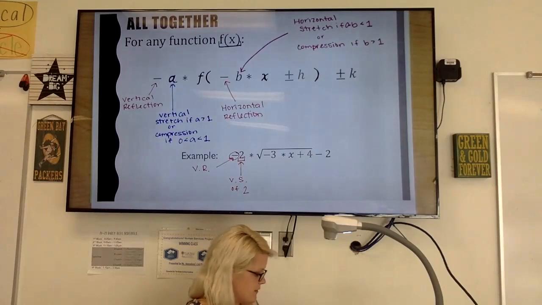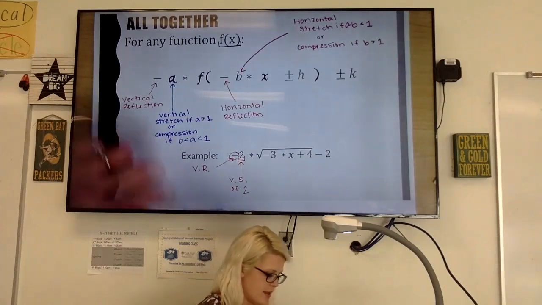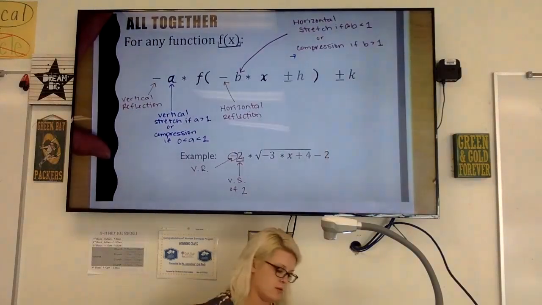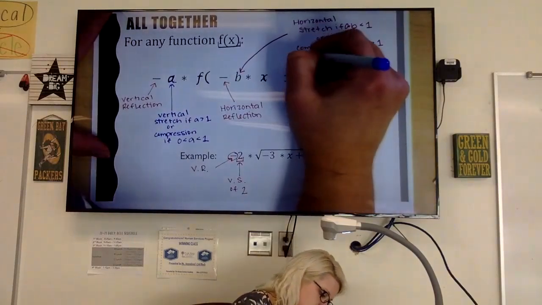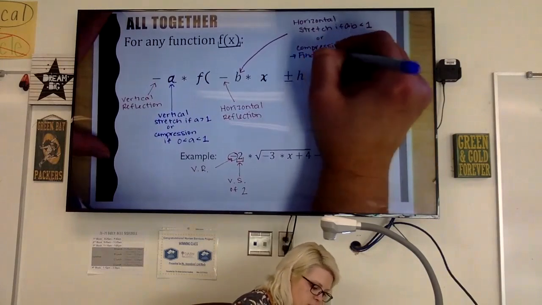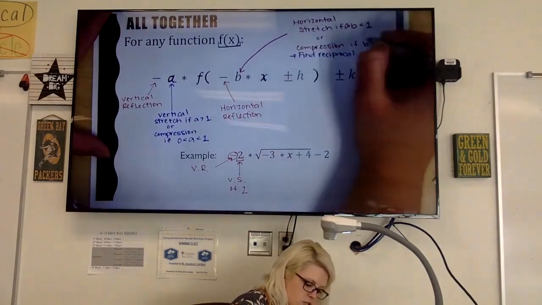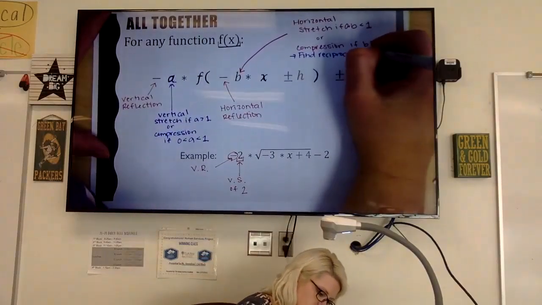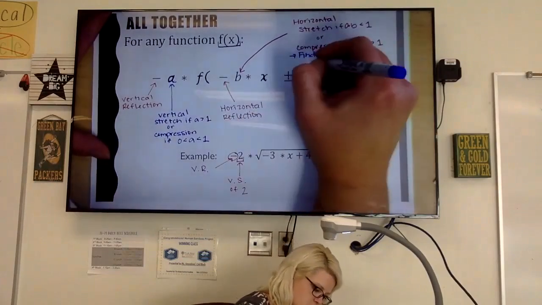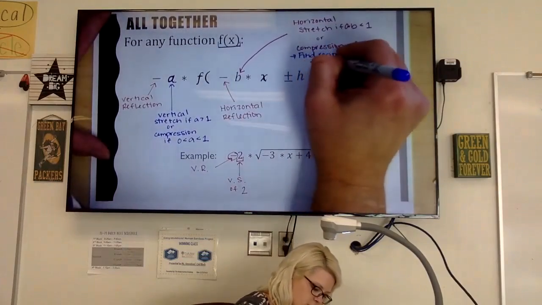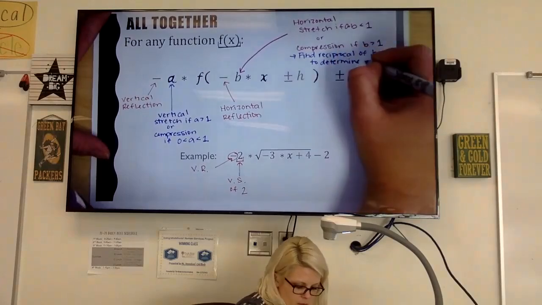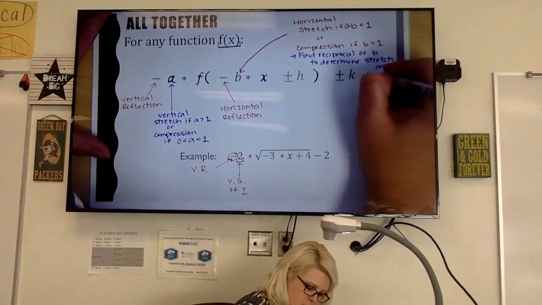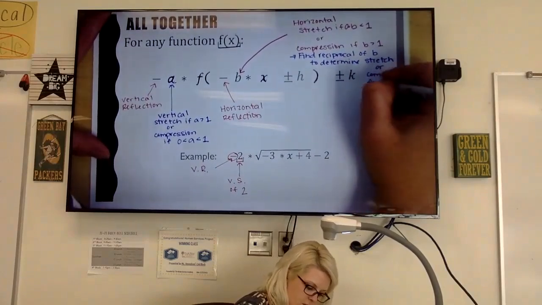To figure out the factor that you're stretching or compressing by, you are going to take B and find the reciprocal, which remember just means the fraction flipped, of that number there to determine the stretch or compression factor.